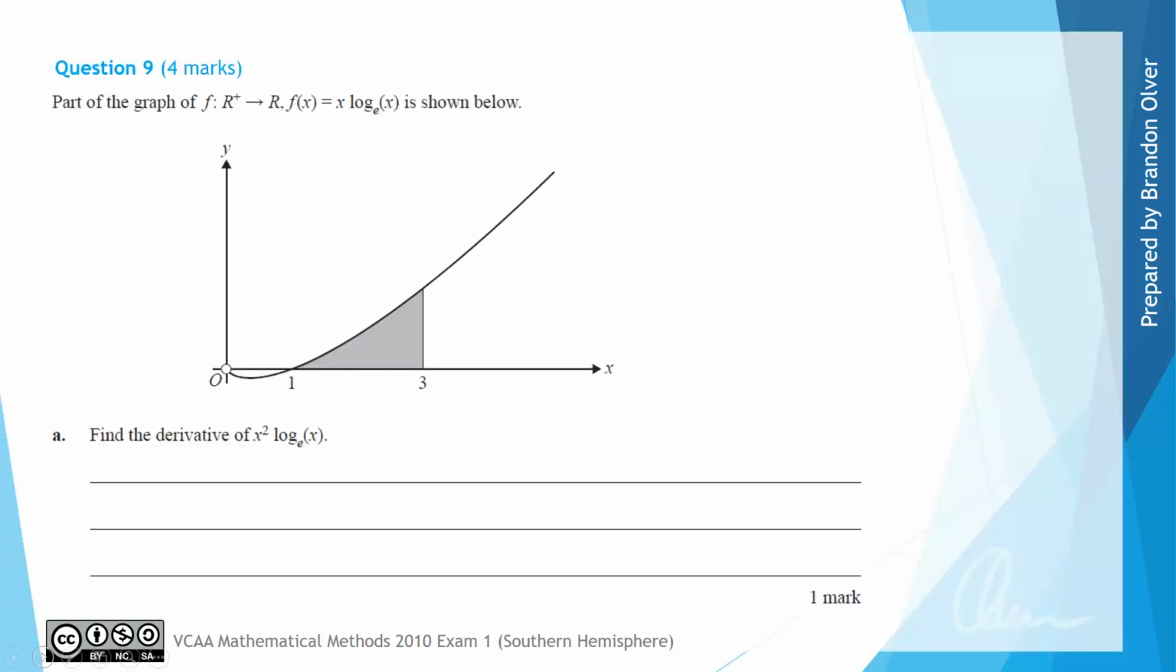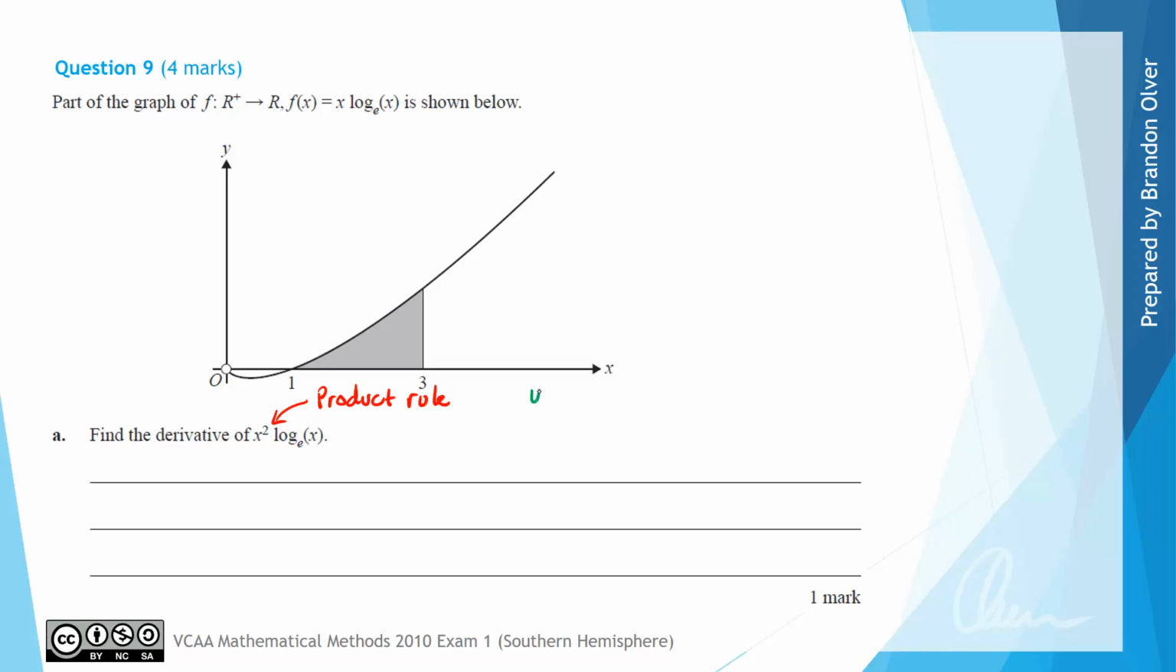For question 9 we're told that part of the graph of f, which has the rule x log e of x, is shown below. For part A we're asked to find the derivative of x squared log e of x. The first thing that we can note is that this is two functions multiplied together, so we can use the product rule for differentiation.